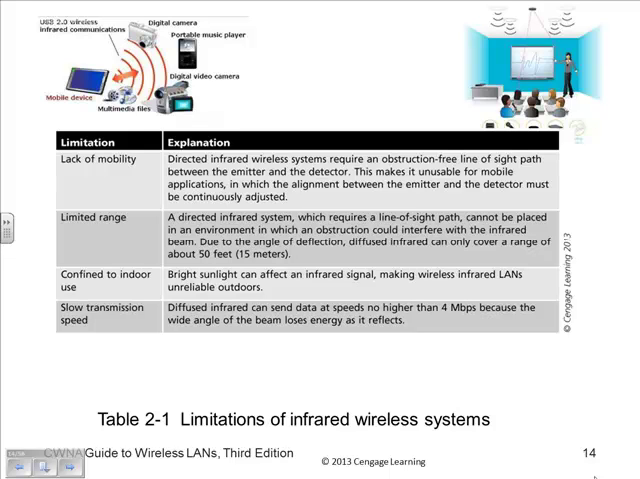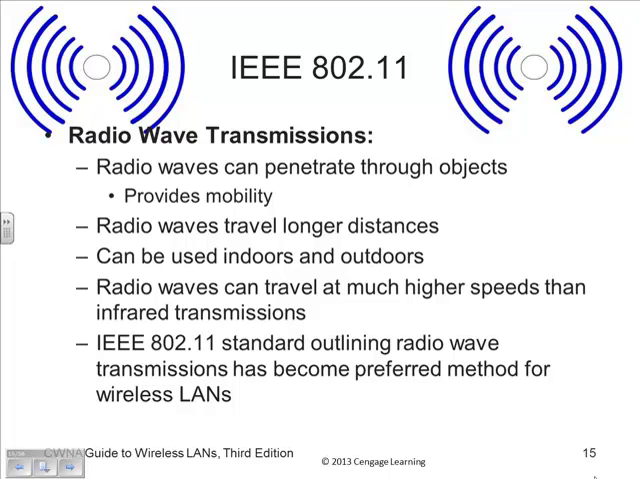So we really want to use electromagnetic, the stuff we talk about, the A, the B, the G's, and the N's. Radio, James said, penetrates objects and provides us the mobility. We're not limited to inside; we can have outside wireless. It can travel longer distances, be used indoors and outdoors, and travel at much higher speeds than infrared transmissions.